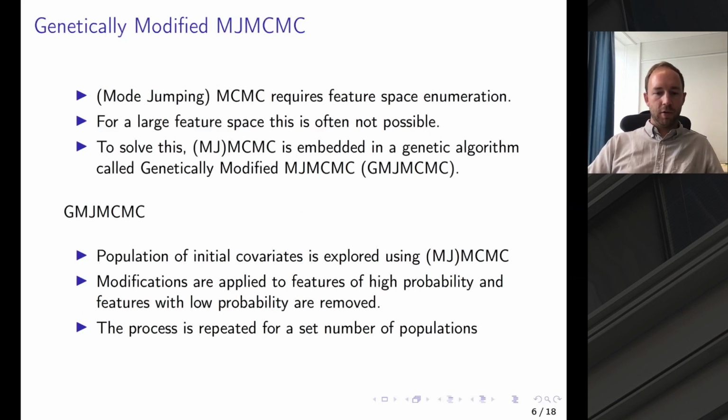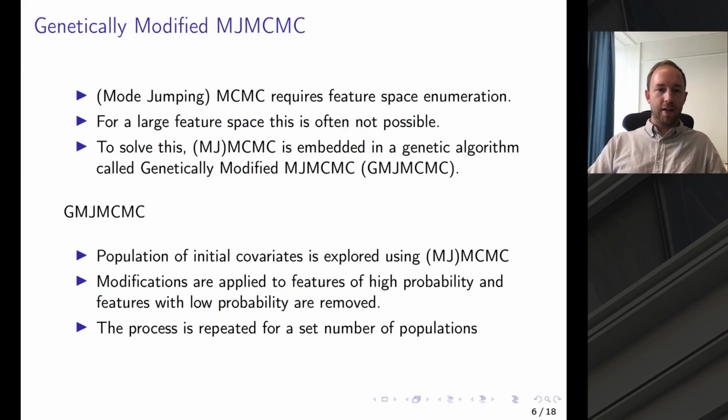To fit such a model to data, you need some kind of algorithm. And if we were to use regular MCMC to explore the feature space, we would require to be able to enumerate the full feature space. And if we have a very large feature space, this might either not be feasible or not even possible. So to solve this, the MCMC sampler is embedded within a genetic algorithm called genetically modified MJ-MCMC or GMJ-MCMC.